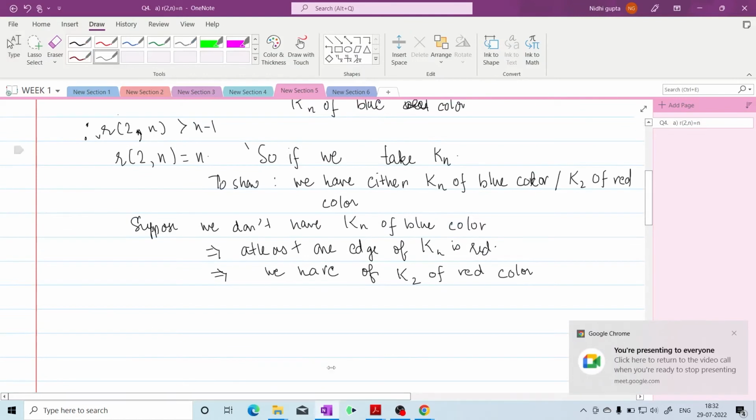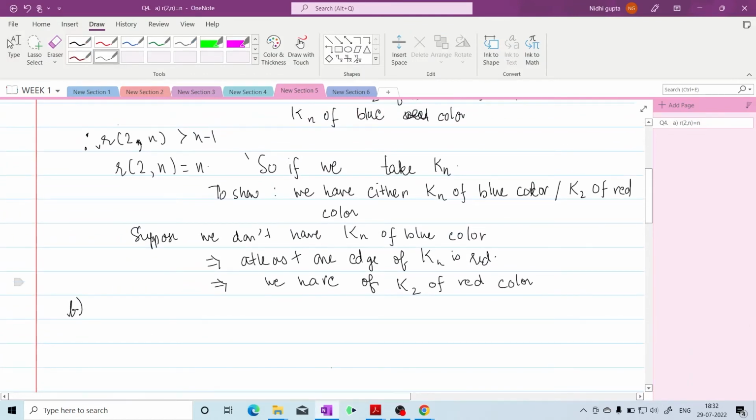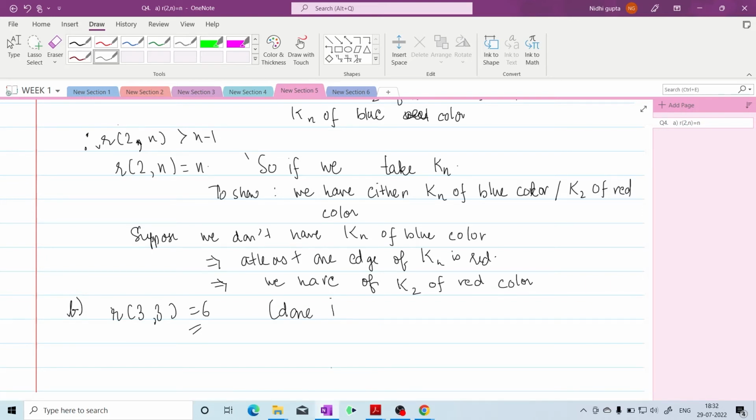Now the B part is R(3,3) is 6. So this was done in class, in the lectures. If you have any doubts, we can discuss. Otherwise, we can skip it and go to the third part.